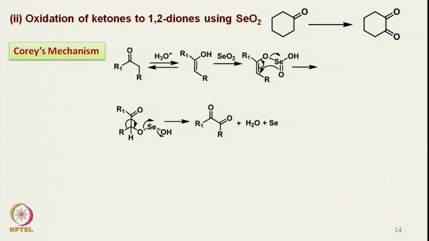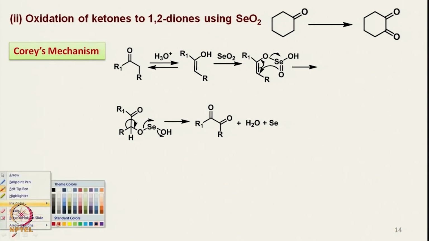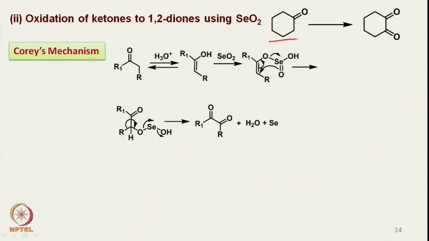Now we go to the next topic, which is oxidation of ketones to 1,2-diones using selenium dioxide. Now this is the typical example which shows how a cyclohexanone can be converted into cyclohexane 1,2-dione. You use selenium dioxide to carry out such a reaction. Now there are two mechanisms which have been proposed.